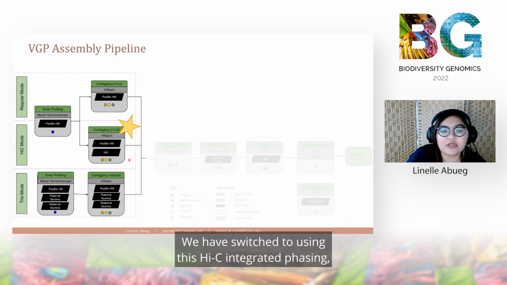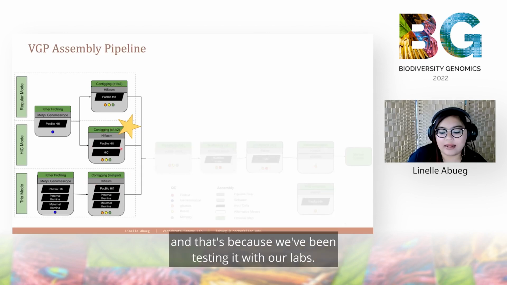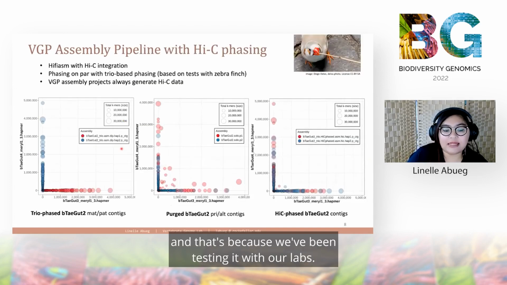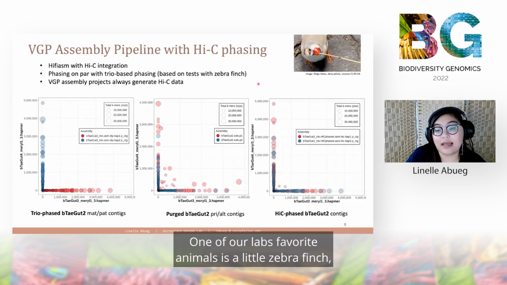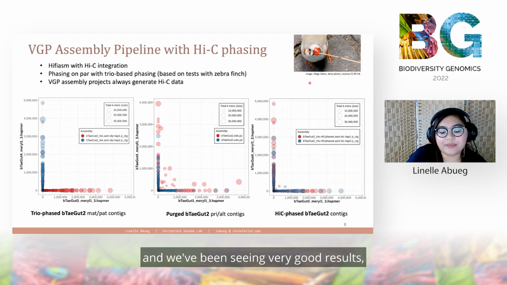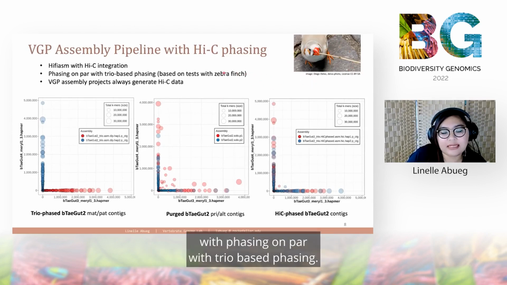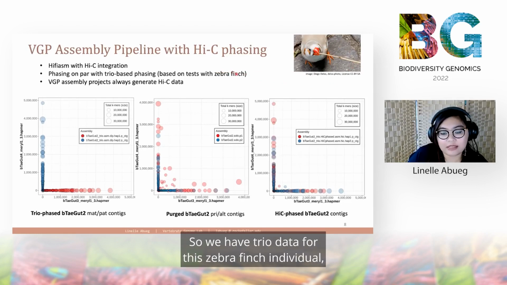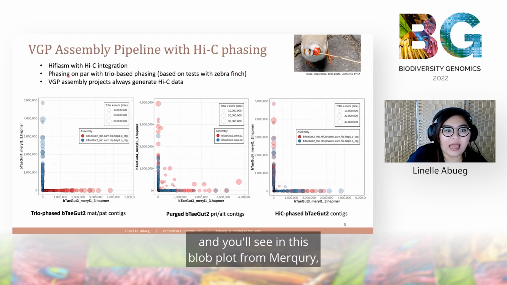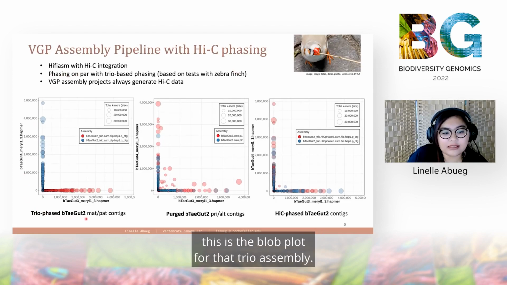We have switched to using this Hi-C integrated phasing as our default mode, and that's because we've been testing it with one of our lab's favorite animals, this little zebra finch, and we've been seeing very good results with phasing on par with trio-based phasing. So we have trio data for this zebra finch individual, and you'll see in this blob plot from Merqury, this is the blob plot for that trio assembly.